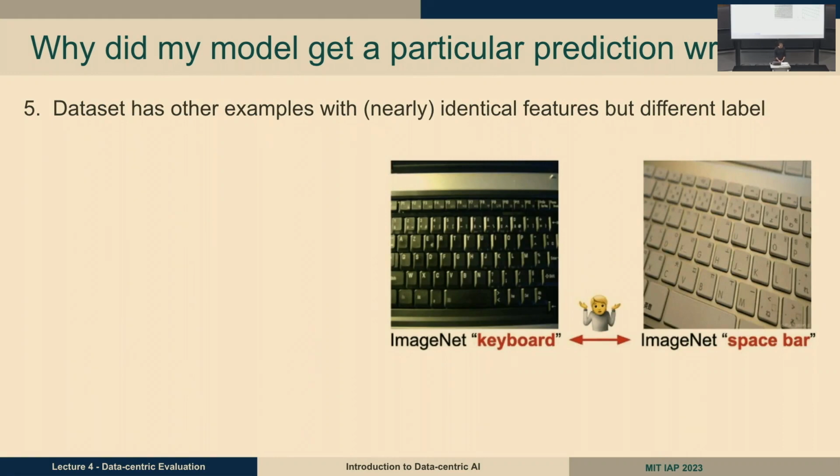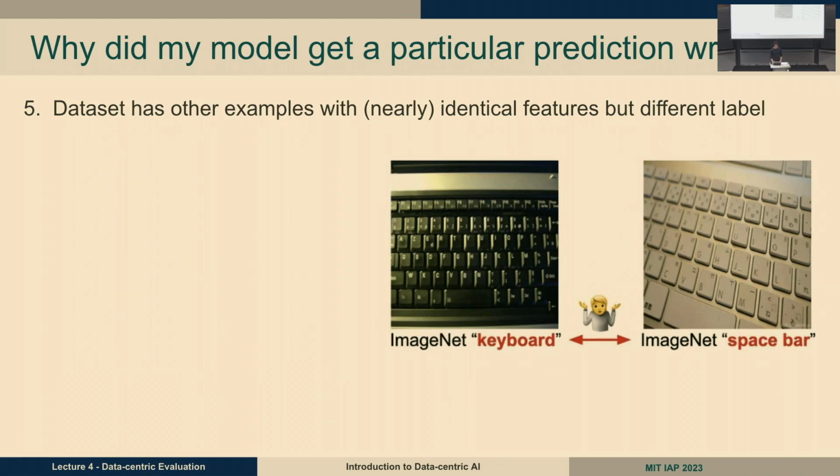Another reason that can happen is the data might just have a bunch of examples with almost the same feature values as the current example that your model got wrong, but those examples all have a different label. And so in that sense, there's not much a model can do. It's got to get something wrong. You can imagine if there are two identical data points in your data set and they have different labels, one of them will inevitably be predicted incorrectly.